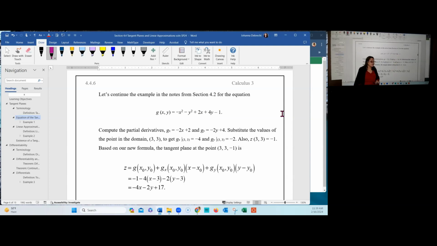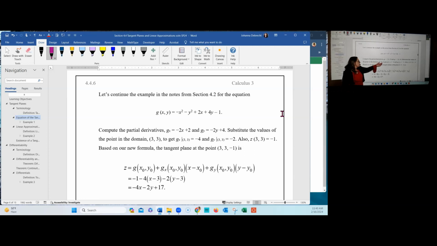4y minus 1. In order to find the tangent plane, we need to find the first partial derivatives with respect to x and with respect to y. The first partial with respect to x is negative 2x plus 2, and the first partial with respect to y would be negative 2y plus 4. Now we're going to choose a point in the domain of this function, and the domain is, of course, the entire R2, the entire xy plane. There's no restrictions on what x and y can be.